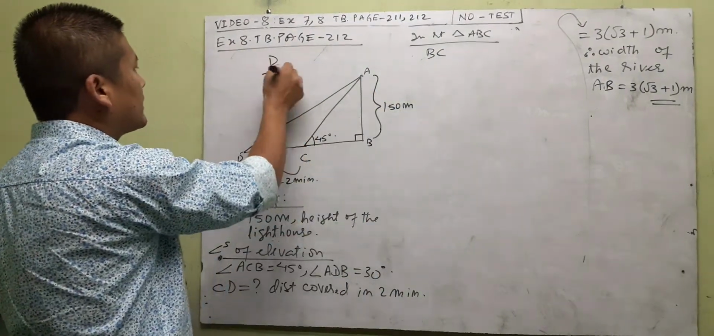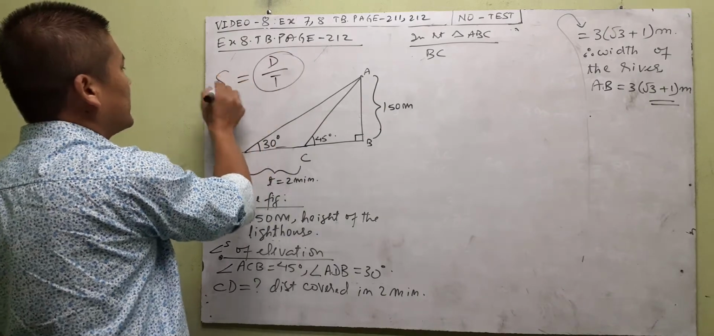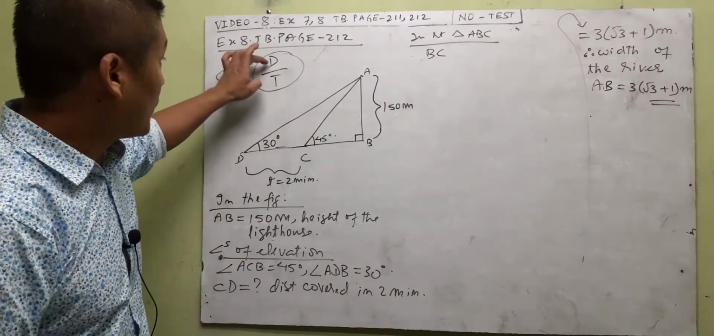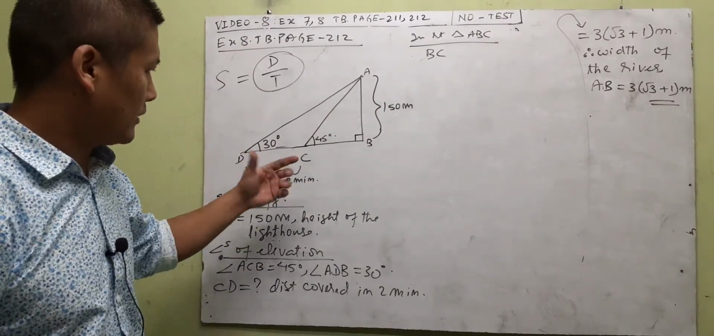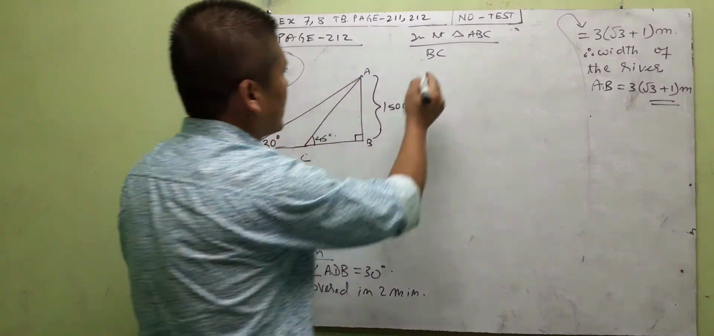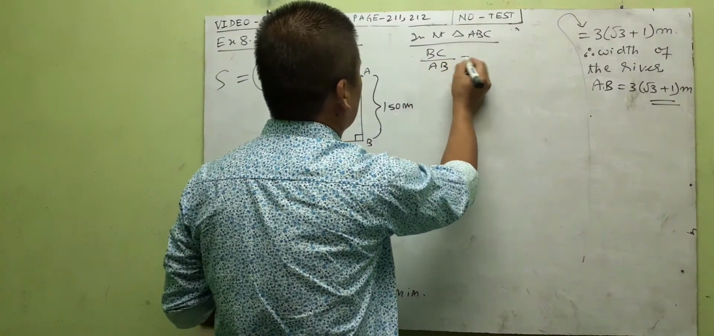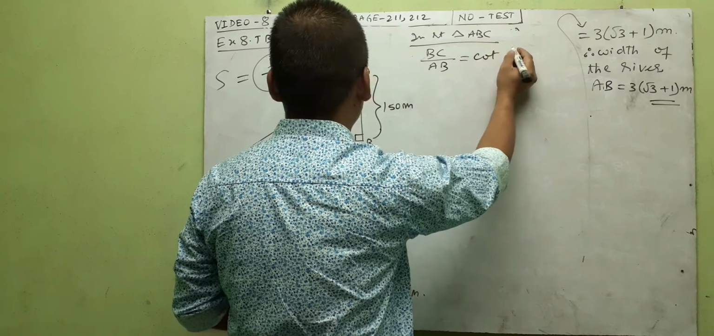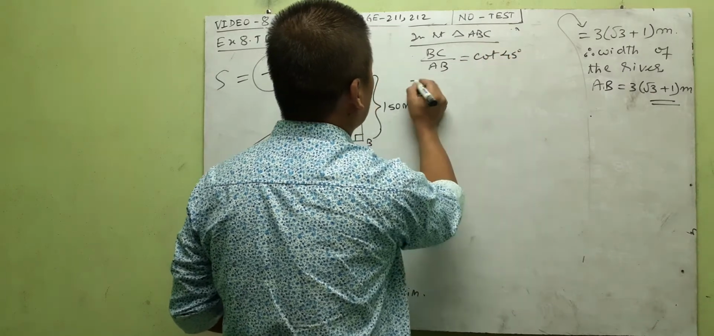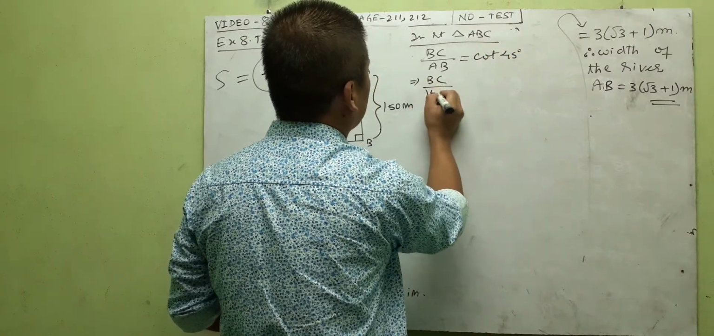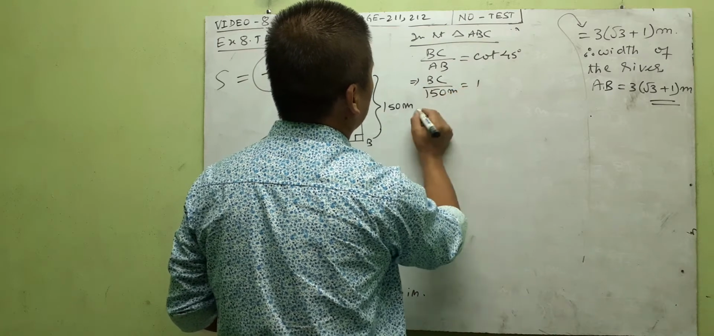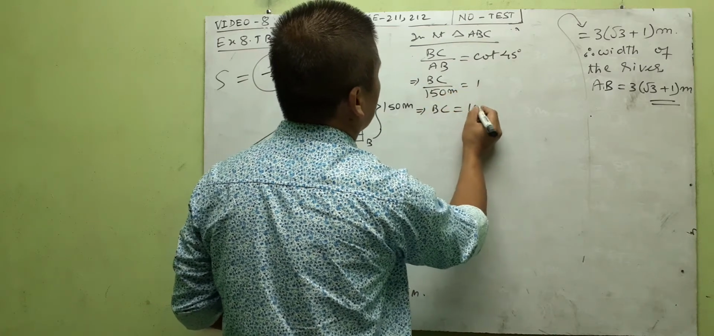Because if you find out distance and time, then that is equal to speed, and the question is asking for speed. So we want to find the distance traveled CD. That's why we're finding BC. By the given side AB, that is cot, adjacent by opposite, so cot 45 degree. So BC by 150 meter is equal to 1. BC is therefore 150 meter.